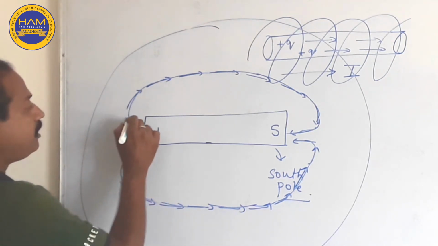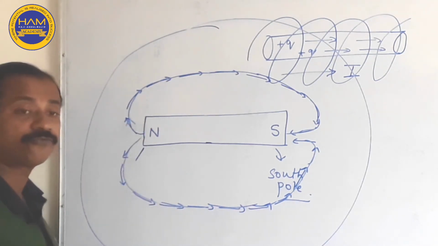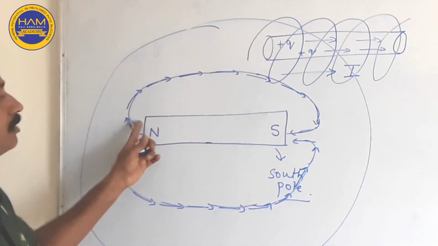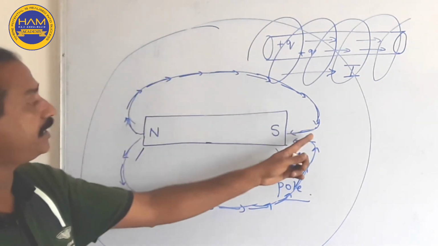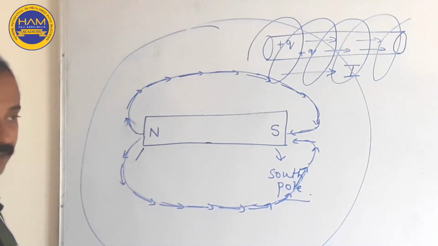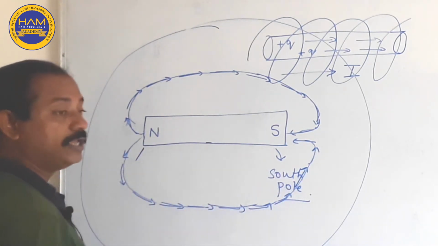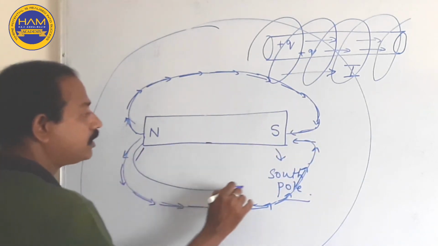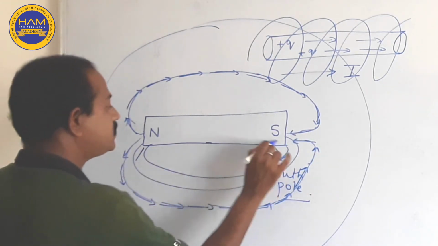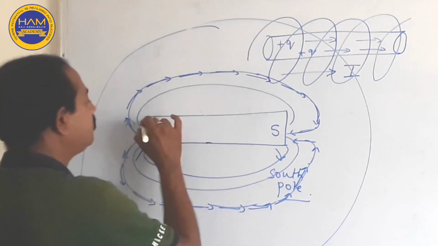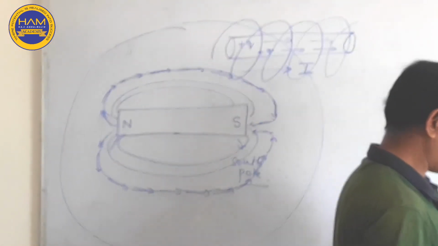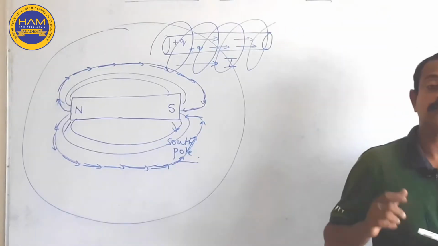So the magnetic field lines originate from the north of the magnet and they terminate at the south of the magnet. It is both way, up and down, and we see that these are in the form of circular loops. So these form your magnetic lines. Okay, so this is how we see the magnet.